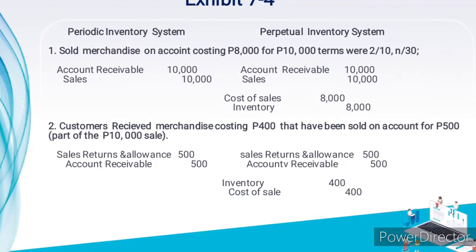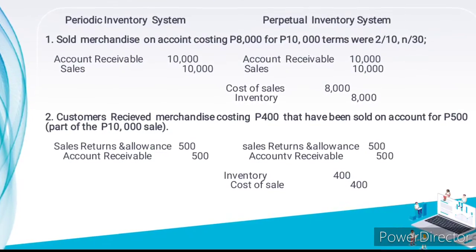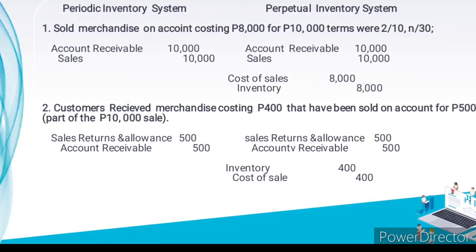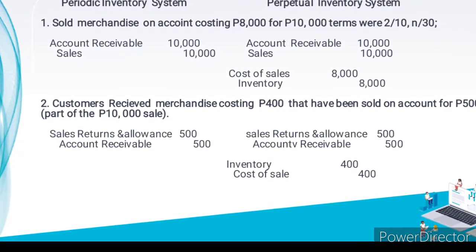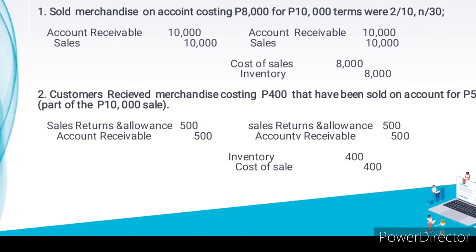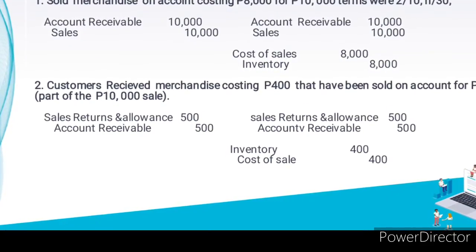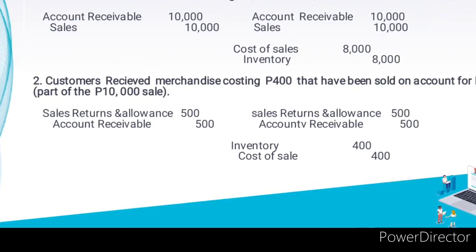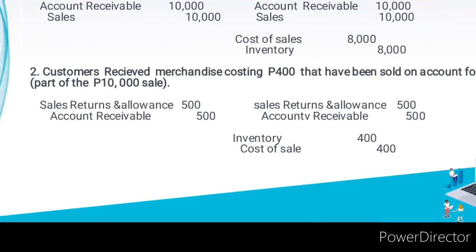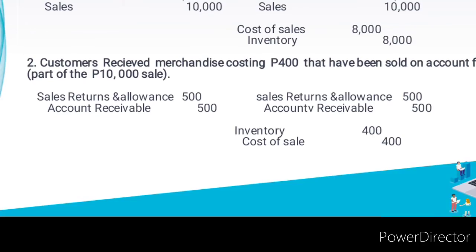Number 2. Customers return merchandise costing 400 pesos that had been sold on account for 500, part of the 10,000 sale. So, in periodic inventory system, sales returns and allowances will be debited amounting to 500 and credit the accounts receivable amounting to 500. On perpetual inventory system, we would debit inventory amounting to 400 and credit cost of sales also 400, with the sales returns and allowances debited by 500 and accounts receivable credited 500 as well.